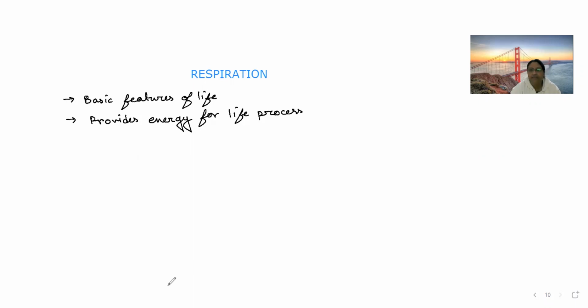Now, it is many a time observed that students are having confusion regarding breathing and cellular respiration. So let us at the very beginning clear up the difference between breathing and cellular respiration. In the human physiology chapter, the system is called the respiratory system.